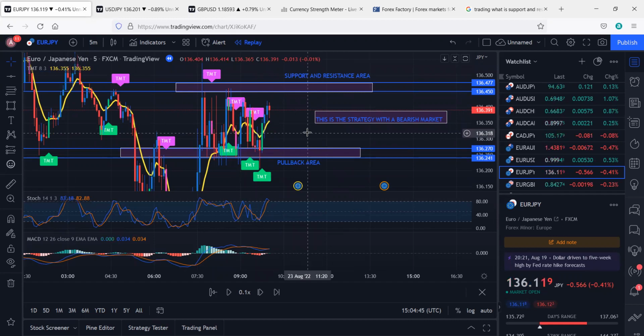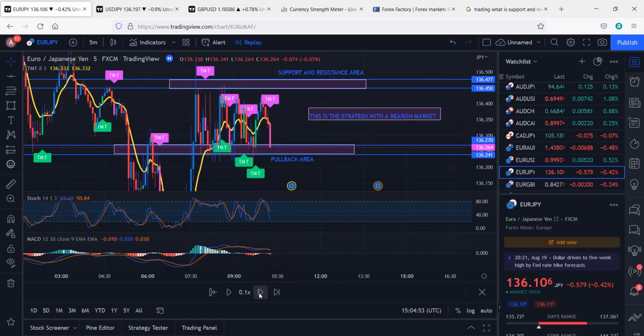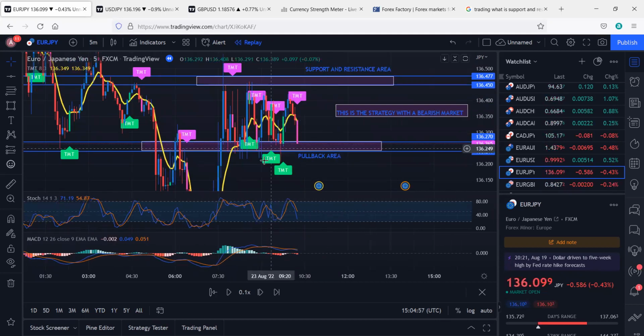This is for Euro JPY. Now, let's wait. Let's go forward into the market and see which area will hit first, the pullback area. Now, ladies and gents, as you can see, Euro JPY hit my pullback area, which is for sell, sorry, for buy. In bearish market conditions, in pullbacks, we enter pullbacks for buys. For bullish it is the other way around, but we'll get to it afterwards.